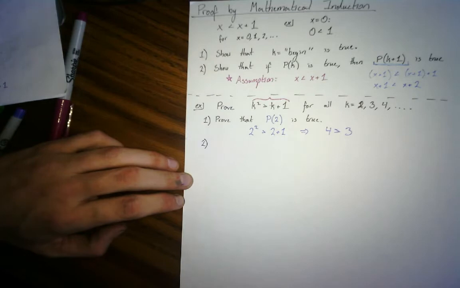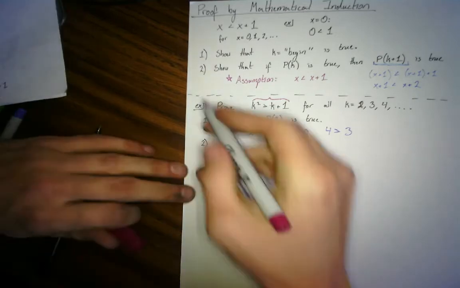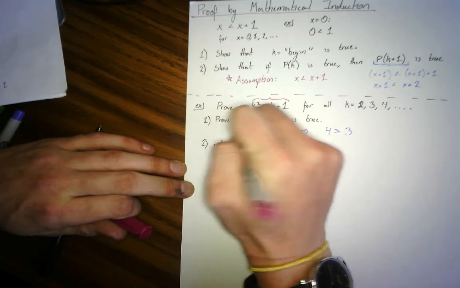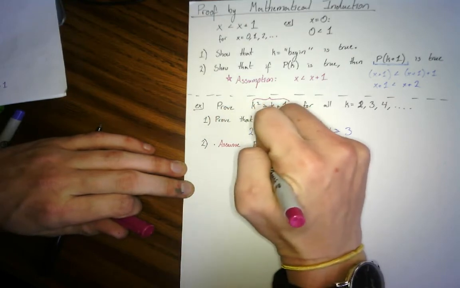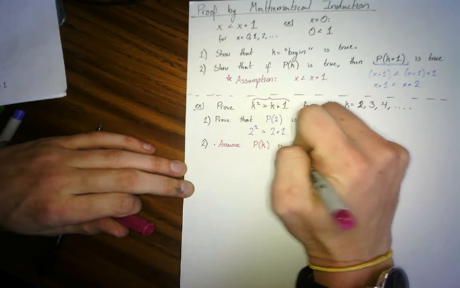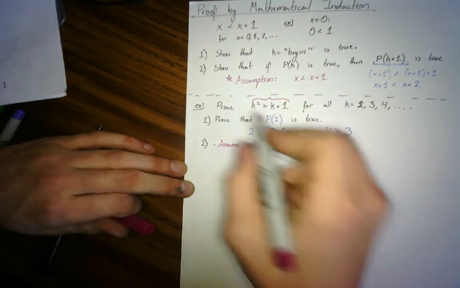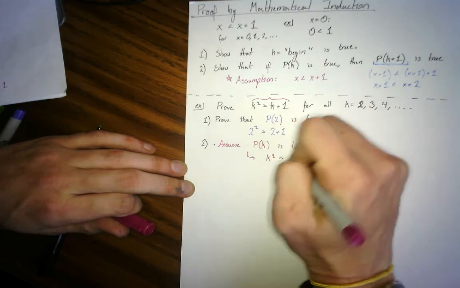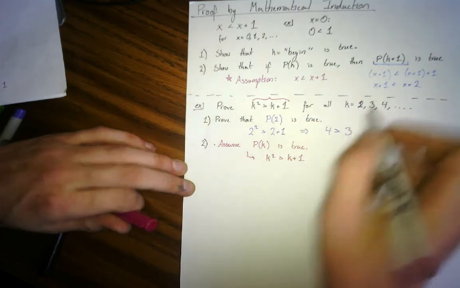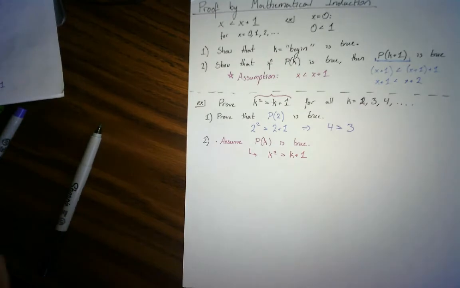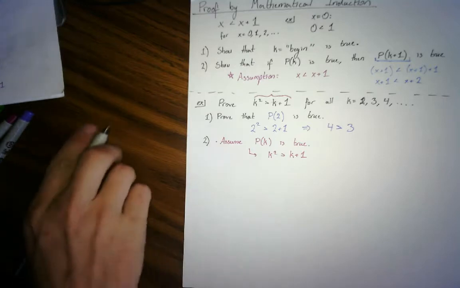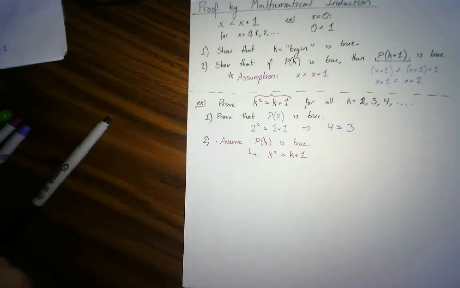So the first thing we need to do is assume P of k is true. So here our assumption is that k squared is greater than k plus 1. And this is going to be crucial because we're going to use this inequality to make more inequalities farther down the line. So our next thing we want to do is show that P of k plus 1 is true.